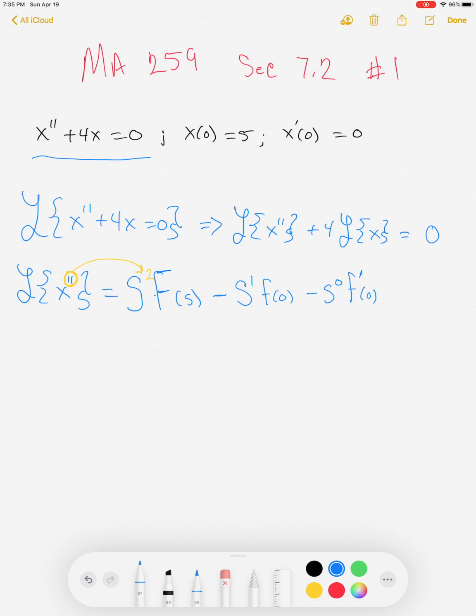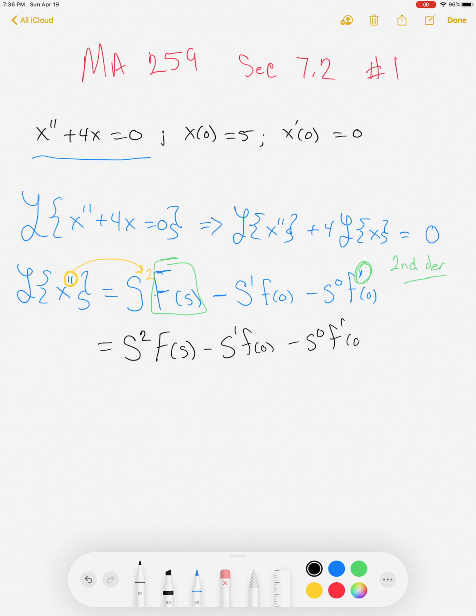Now, sometimes what you would say is, this is the first derivative, which is the second derivative of this capital F of S, and you can think of it that way as well. But what I do really with practice is, as you're writing it out, this is s squared, capital F of s minus s to the first, and then I think, okay, now I got to go back and take the derivative. So it's f of 0 minus s to the 0, and then I go and say, well, I got to take the derivative again, so I get f prime of 0.